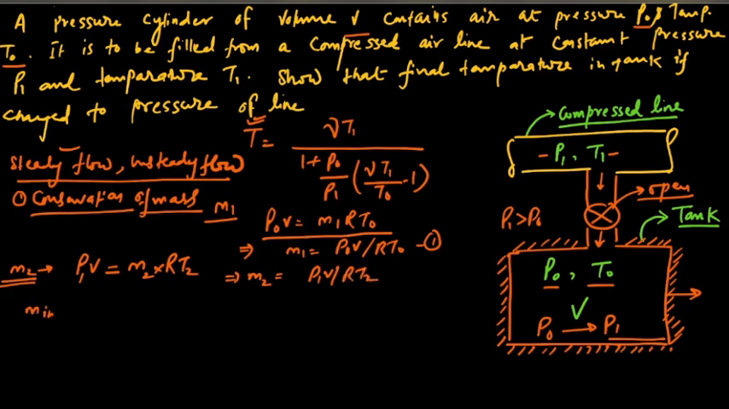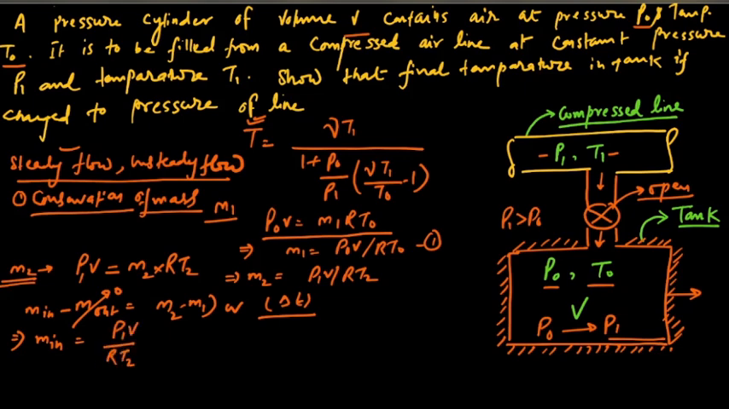Now m in minus m out equals m2 minus m1 within a control volume for a time period, suppose we take as delta t. Since there is no outflow of mass, m out will be 0. Therefore whatever mass entered equals the final mass in the container minus the initial mass. So it will come as P1 V upon R T2 minus P0 V upon R T0. So this is equation number 2.